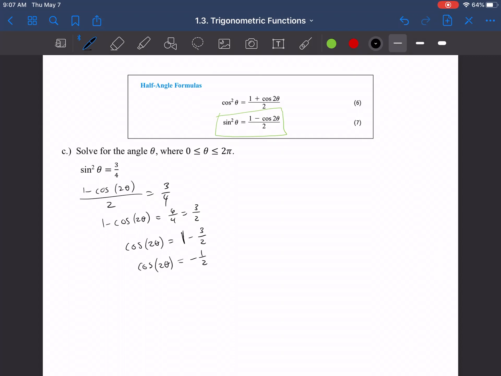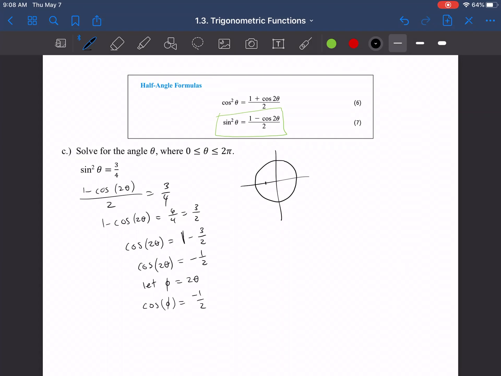Just to make it easier to see, I'm going to say let phi equal 2 theta. And then what I have is cosine of phi equals negative 1/2. And where does that happen? Where do I get a cosine that is negative 1/2? Well, if I look at my unit circle real quick, negative 1/2 is on x, back here. And that's going to give me two places, here and here. So one of them is going to be there, one's going to be there.